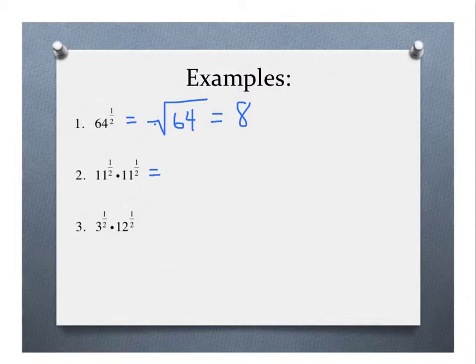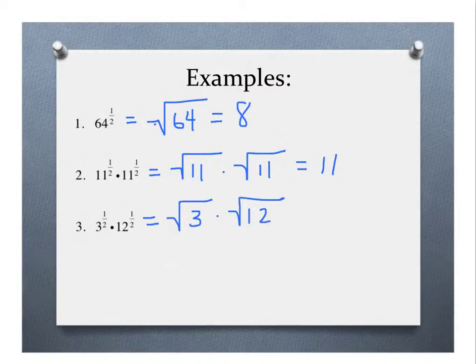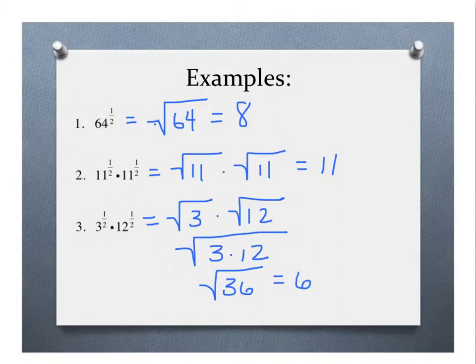All right, next one. 11 to the 1/2, square root of 11, times 11 to the 1/2, which is again square root of 11. Root 11 times root 11 is 11, so that one's easy too. Again, you can do that in your calculator. All right, this one's a little different, a little bit more work. So 3 to the 1/2, that's the square root of 3, times 12 to the 1/2 is the square root of 12. Well, let's use the product property and put them back together, because that makes this a much easier problem. 3 times 12 is 36, square root of 36 is 6. Awesome. All right, keep on keeping on.